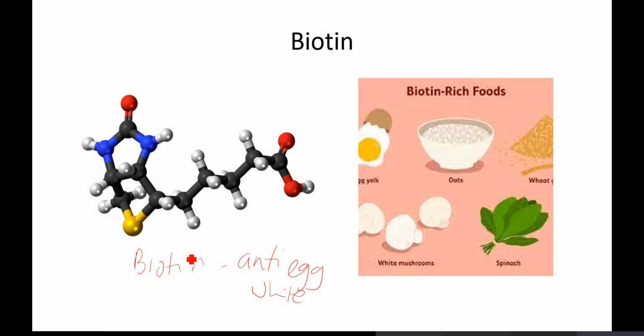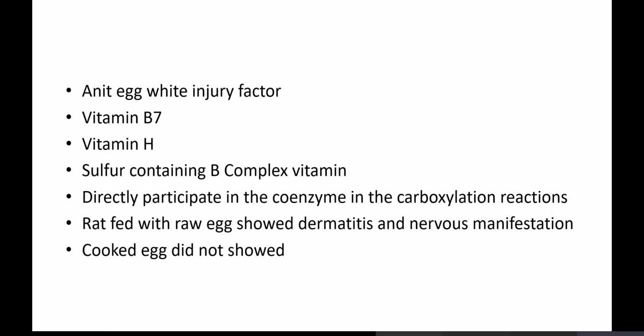Why, I will explain in the later slides, but it is also called vitamin B7, or vitamin H, and is a sulfur containing B complex vitamin. It directly participates as a coenzyme in the carboxylation reaction. And again, there is a very interesting story.